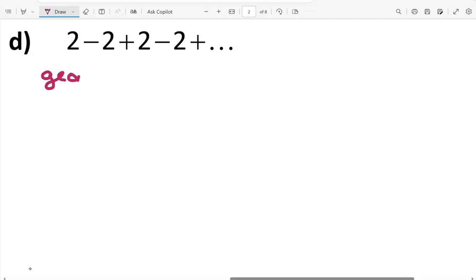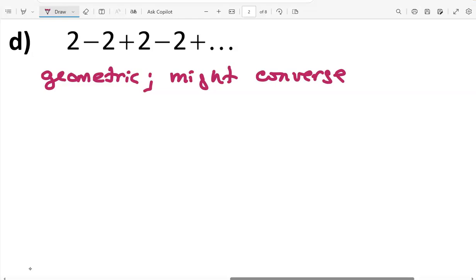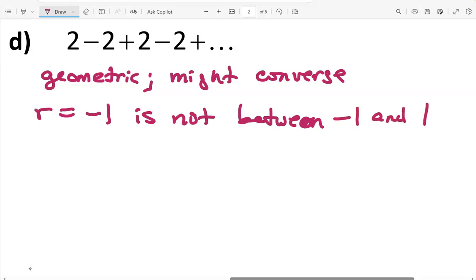D illustrates a very unique type of series where each term is the opposite of the one before, which falls into a geometric series. So if it's a geometric series, it might converge. It might not. But our r value is -1. Each term is found by multiplying the previous term by -1. So -1 is not between -1 and +1. It is, in fact, equal to -1, right? And we're not including those endpoint values for convergence. So that means that this series diverges.